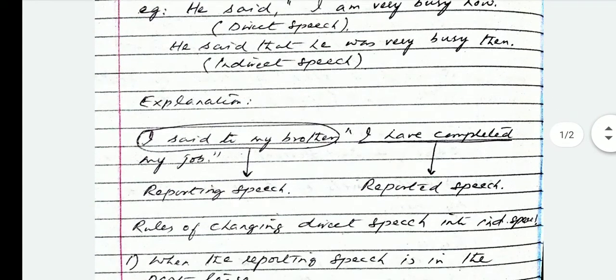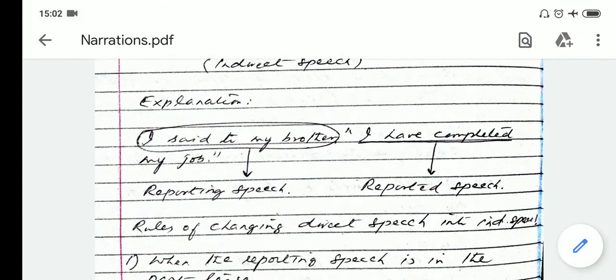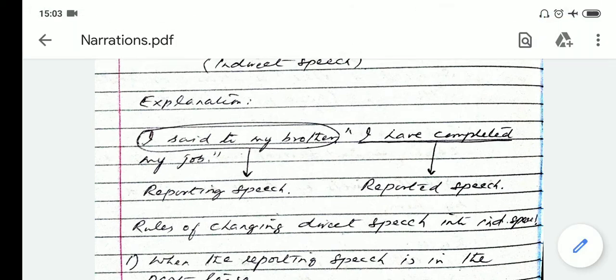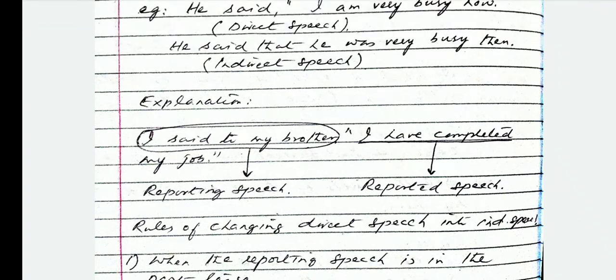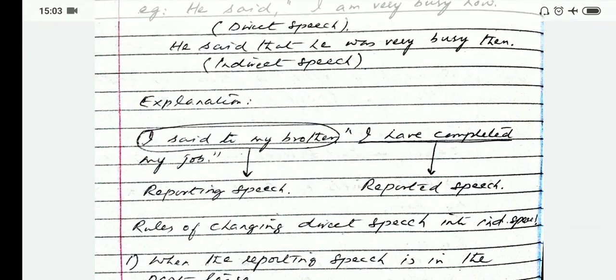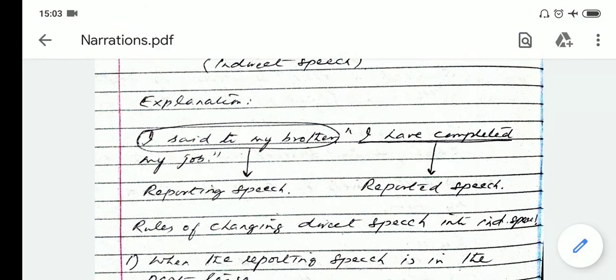Now I'm coming to the explanation. Now see, this is a sentence. I said to my brother, comma inverted commas begin, I have completed my job, full stop, inverted commas close, as you can see. This is an example of a direct speech, we know that. The first part, I said to my brother, is called reporting speech. And the second part, which is included in the inverted commas, is called the reported speech.